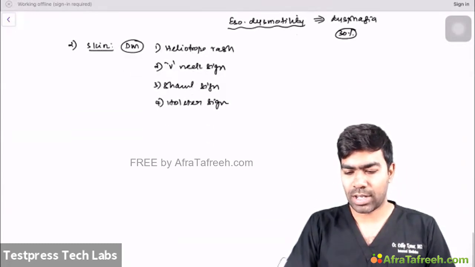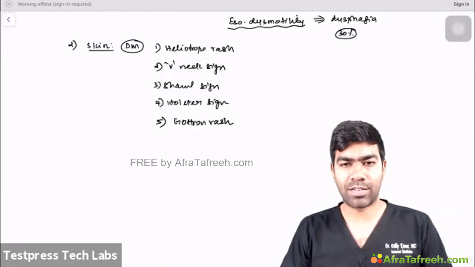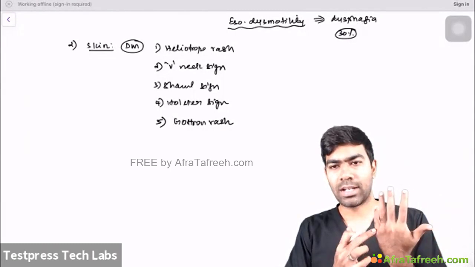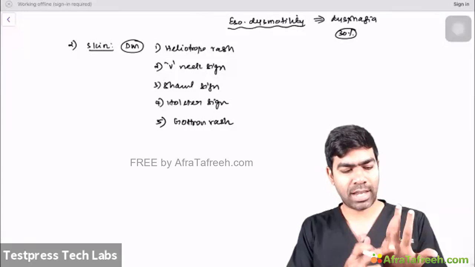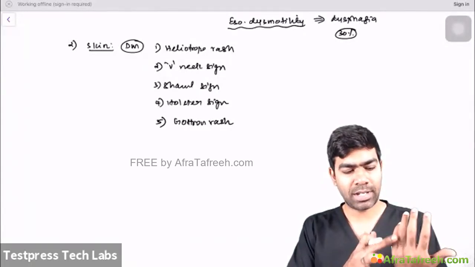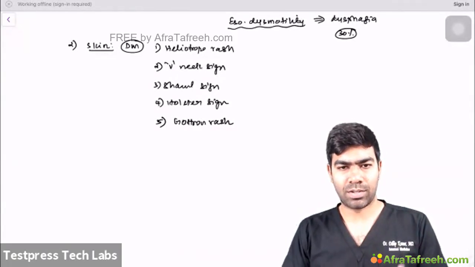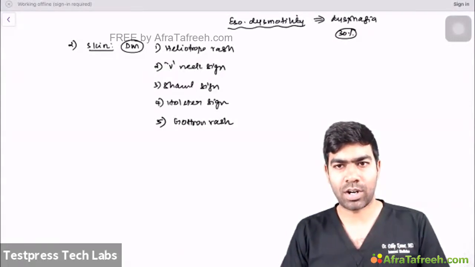That's called Holster sign. And apart from that, you have the characteristic Gottron rash and Gottron papules. Gottron rash is very characteristic of dermatomyositis with a high degree of specificity. Typically, the rash will be present in the joint area, that is in the MCP joint area, and they can be present in the PIP joint area, that is proximal interphalangeal joint, and they can be present in the area between PIP and MCP as well. So that's very characteristic. You will get a rash and a papular kind of appearance. That's what we call a Gottron rash.